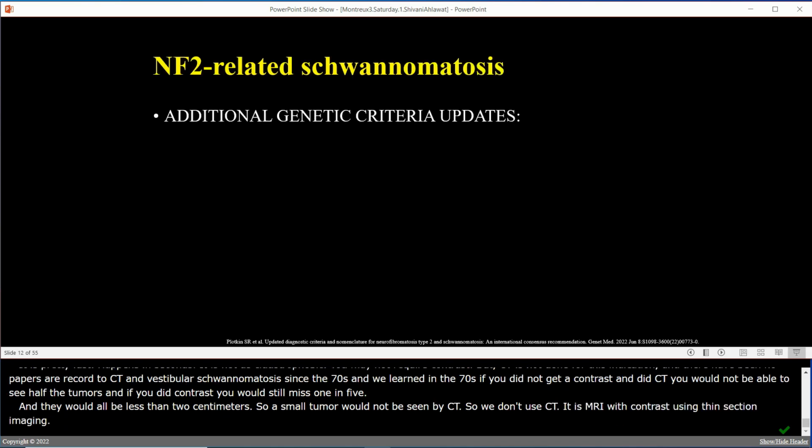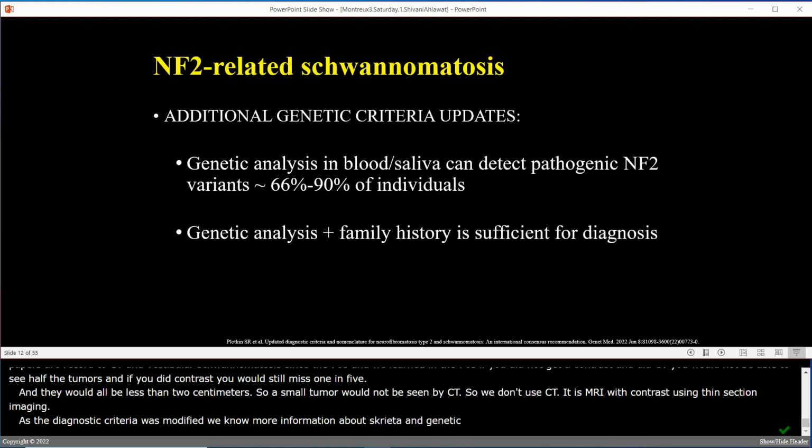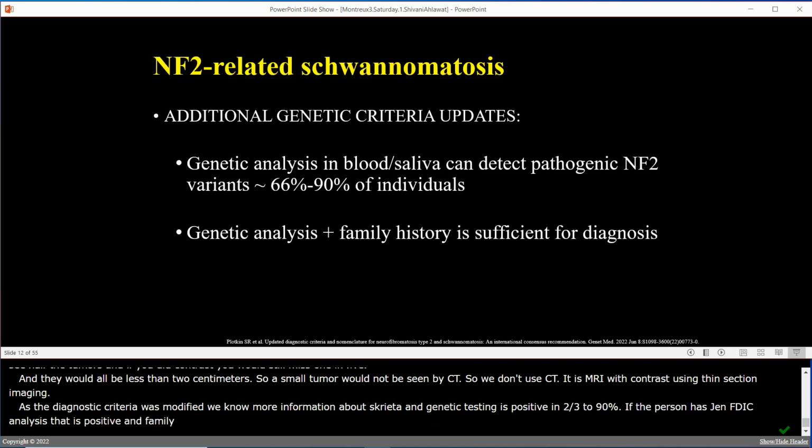As the diagnostic criteria was modified, we know more information about genetic criteria, in that genetic testing is positive in about 2/3 to almost 90%. And if a person has genetic analysis that's positive and a family history, they don't necessarily need imaging to make the diagnosis. Invariably, they will end up having some interaction with radiology at some point, but it's not necessary.